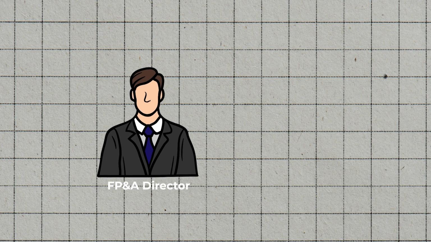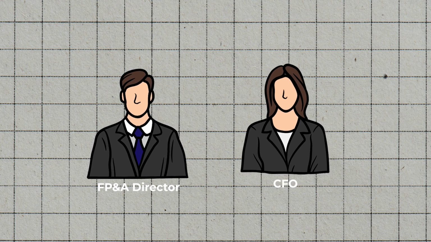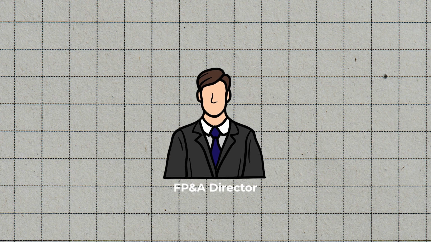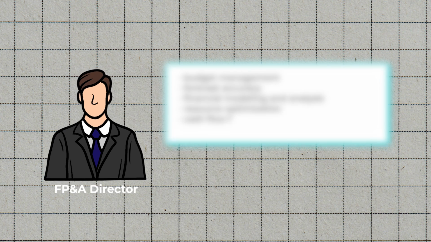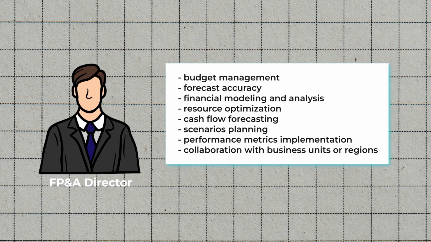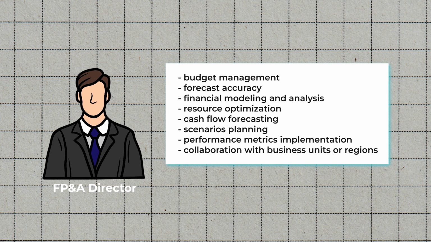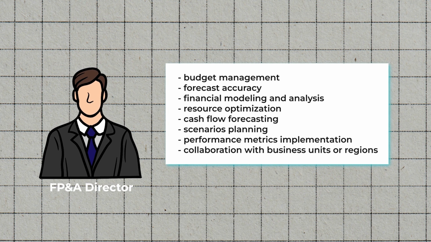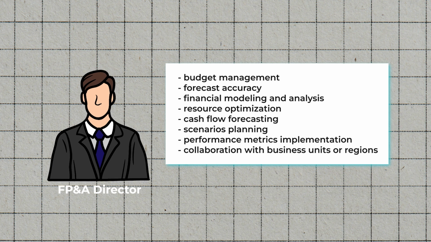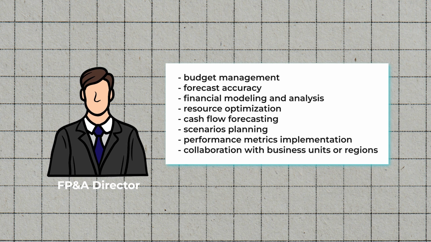Okay, let me give an example of financial planning and analysis director versus the CFO. When I scan through the resume of an FP&A director, I typically see keywords that are very different from those I can find in the CFO profile. These keywords often include budget management, forecast accuracy, financial modeling and analysis, resource optimization, cash flow forecasting, scenario planning, performance metrics implementation, and collaboration with business units or regions.